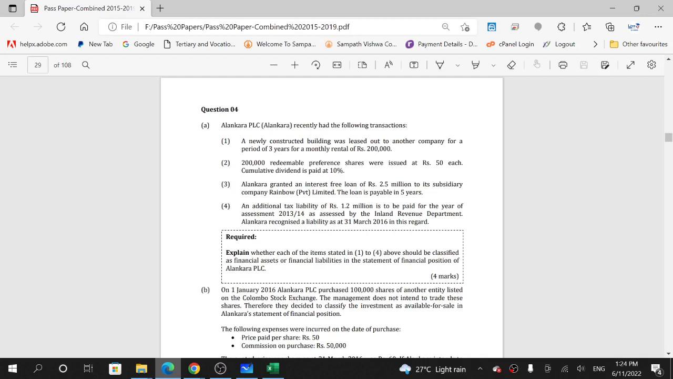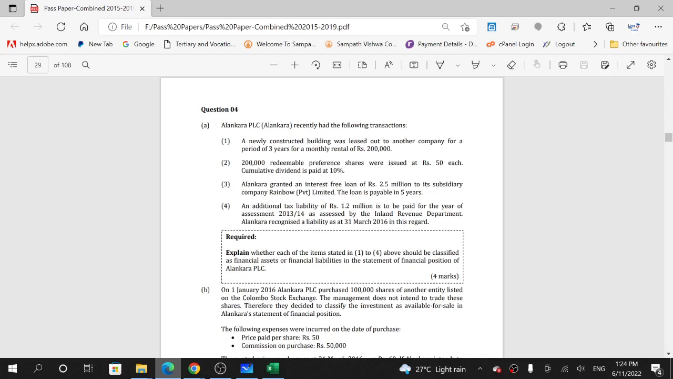The reason is, here Alankara has a contractual right to receive cash, as we discussed under the definition of an asset. They have a contractual right to receive cash in the future after 5 years, because even though it is an interest-free loan, they are receiving the cash after 5 years. So you have to recognize this as an amortized cost financial asset.